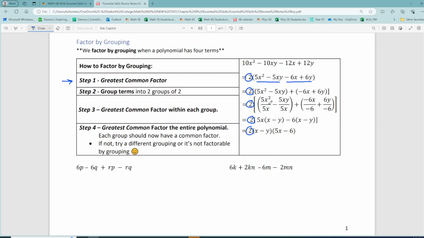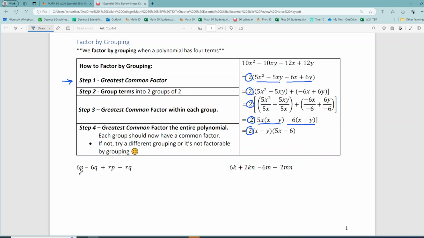So out of this first group, I took out a 5x. I'm left with x minus y. Out of the second group, you take the sign of the first term. So I'm going to take out a negative 6. And again, I'm left with x minus y. And then what you're going to notice is that if you did it correctly, you'll be left with two terms that have a greatest common binomial factor. So in this one, I've got that common factor of x minus y. I take it out. I'm left with 5x minus 6.